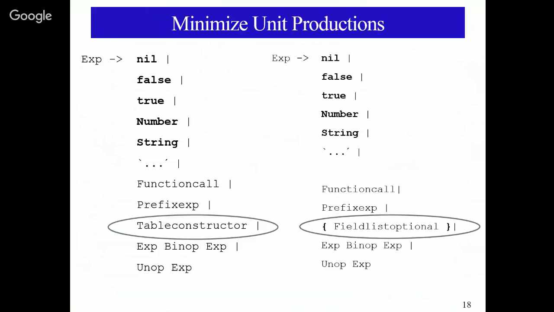Whereas before, when I had the unit production, I couldn't tell where the brackets go. Is it a function call? Is it a, what is it? I didn't have it. But now I could see right away the bracket rule.